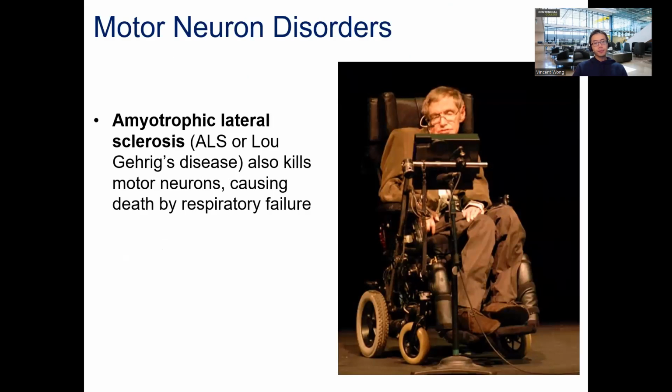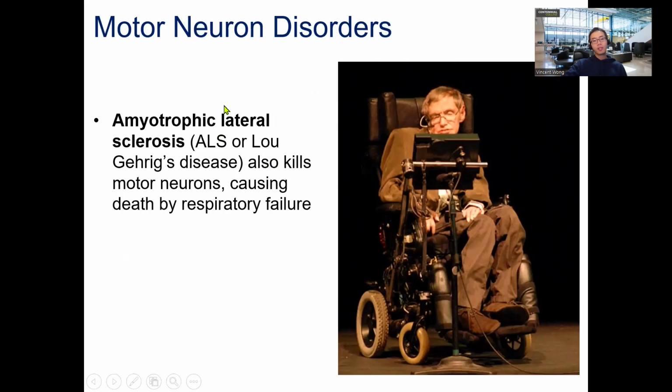Another disorder related to motor neurons is ALS, which you might have heard of. This is Stephen Hawking, one of the most famous physicists out there. He recently died from ALS, but he actually was fighting with the disease for a majority of his life.